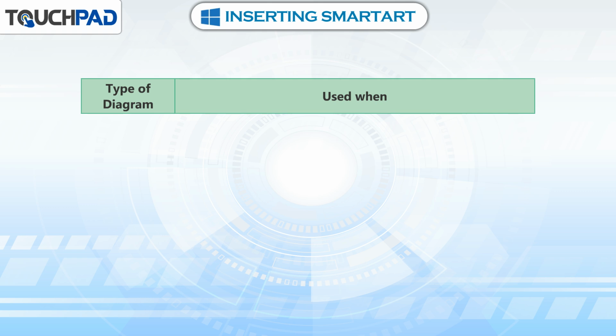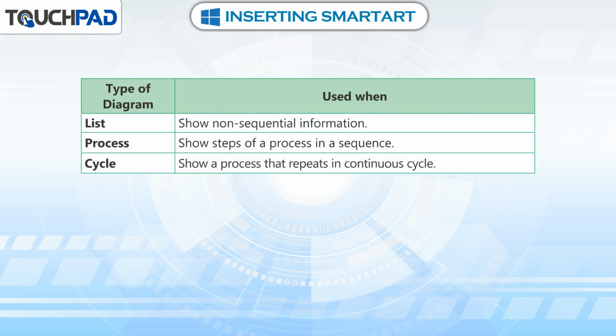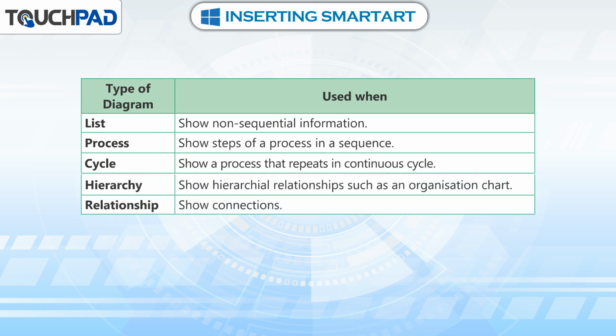Type of diagram used when: Lists show non-sequential information. Process shows steps of a process in a sequence. Cycle shows a process that repeats in a continuous cycle. Hierarchy shows hierarchical relationships such as an organization chart.